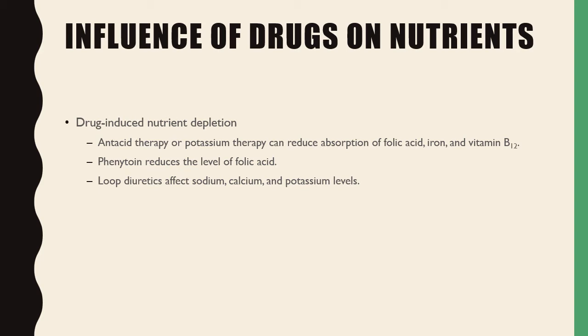Dilantin reduces the level of folic acid. Loop diuretics, as we often are aware, are going to decrease sodium, calcium, and potassium levels. And why? Because it depletes them due to interfering with renal reabsorption.